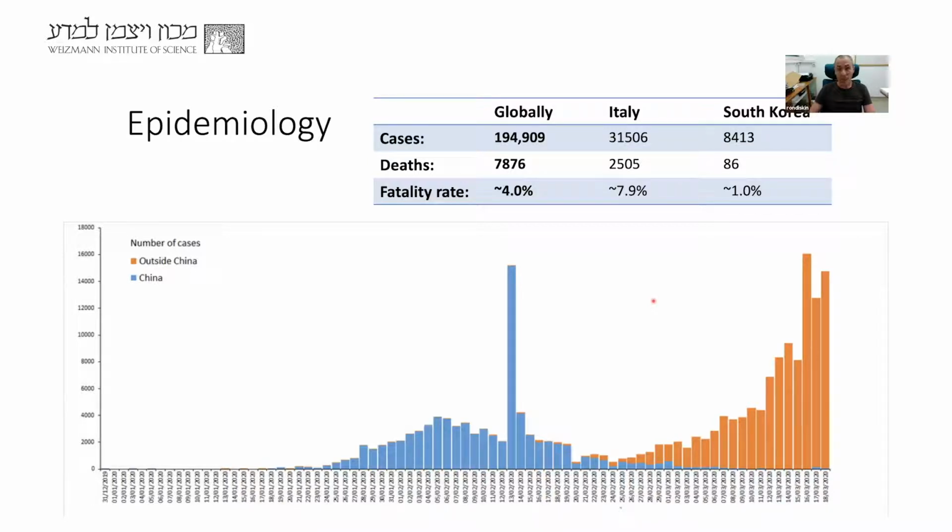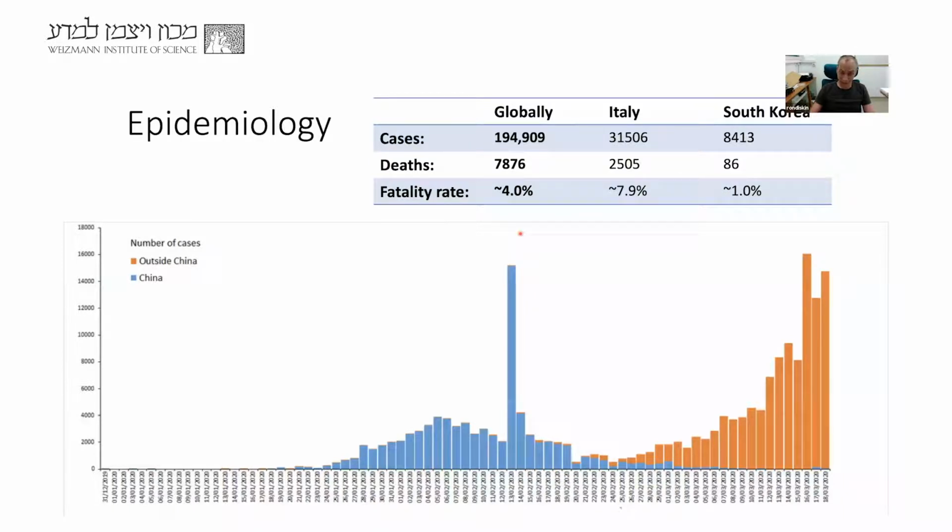Now, a little bit about the mortality rate, which was debatable, at least for this virus. If we look at the number of cases, I think we already passed 200,000 cases as of now, but in the morning it was still 194,000 cases. And if we look at the number of deaths, we're talking about a fatality rate of about 4%, which is quite high.